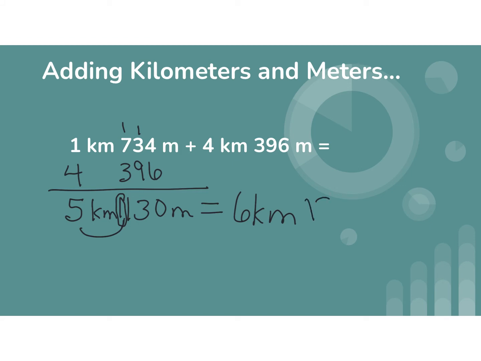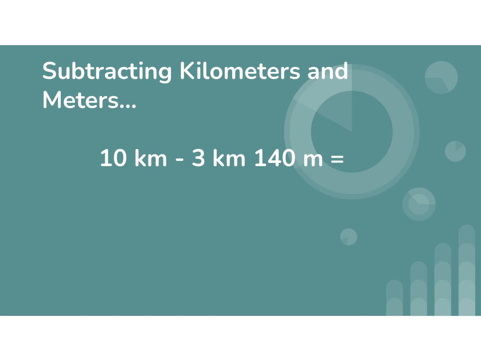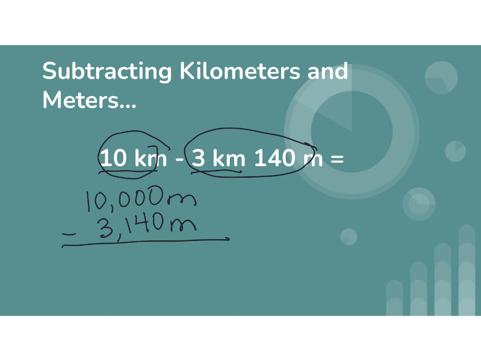and 130 meters. Okay, when we're subtracting, it's a little bit more difficult because we have 10 kilometers. We could subtract 3 kilometers, but then we have this extra. So I'm just going to take this and change it to all meters. And I'm going to take this and change it to all meters. And that way I can subtract and then I'll see how many kilometers I have. Okay, you will see that I changed them all to meters, the same unit.